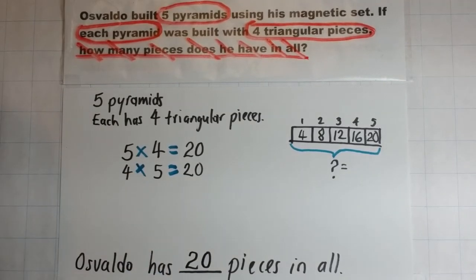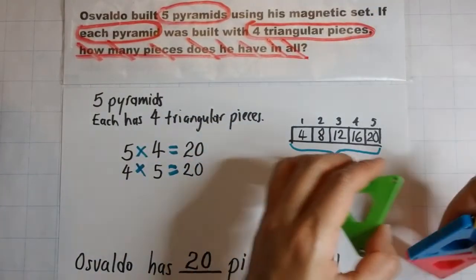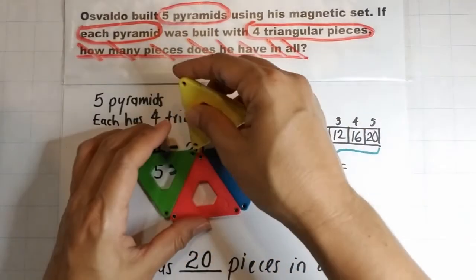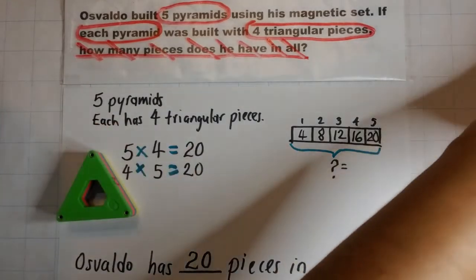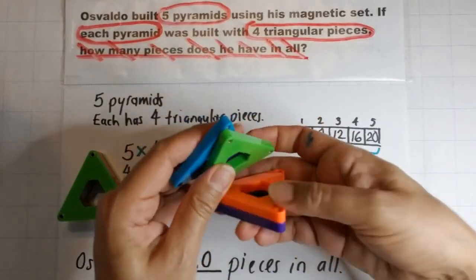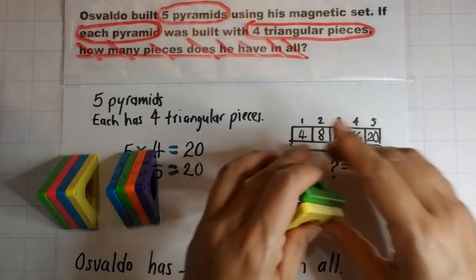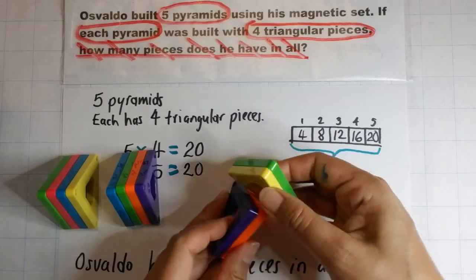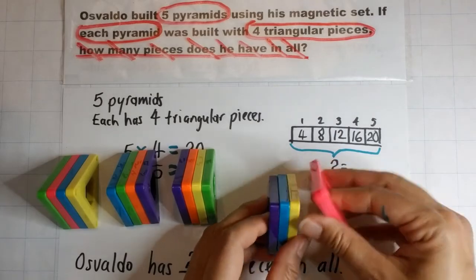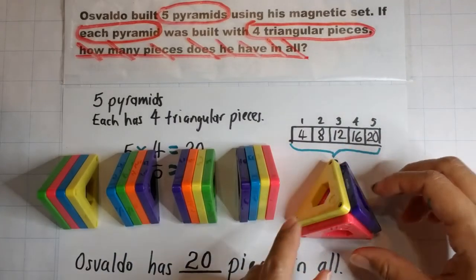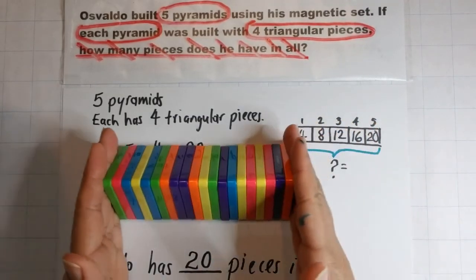Now if I count my pieces, I can prove that I have the 20 in all. So let's just check. First pyramid has 4, right? We had this pyramid 4. Let me pile them up together, 4. The second pyramid has another 4, which is going to make 8 pieces. The third pyramid has 4 again. The fourth pyramid has 4. And the last pyramid has 4 again. All together make 20 pieces.